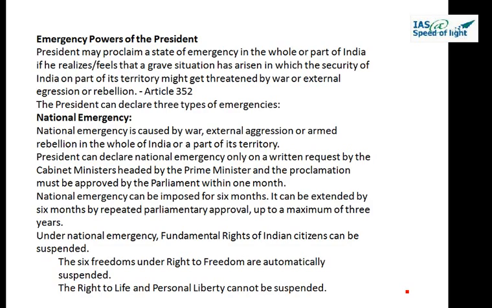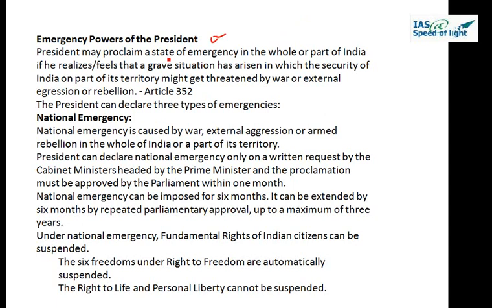Now coming to the emergency powers of the president, we are done with the executive power and the legislative power of the president. In legislative powers of the president, we saw the powers related with the legislative body of the country, that is parliament and the state legislature. Then the lawmaking power of the president itself, that is the ordinance, Article 123, very important. Now we come to the emergency powers of the president.